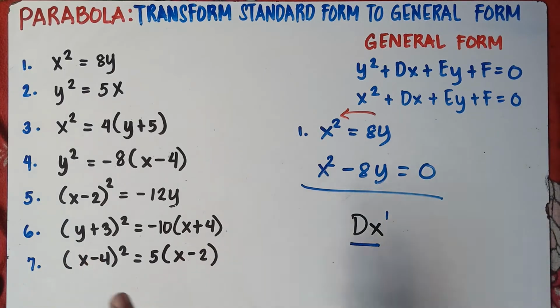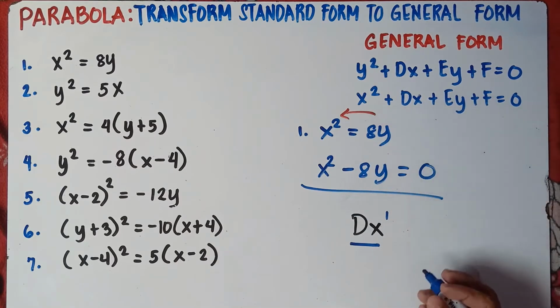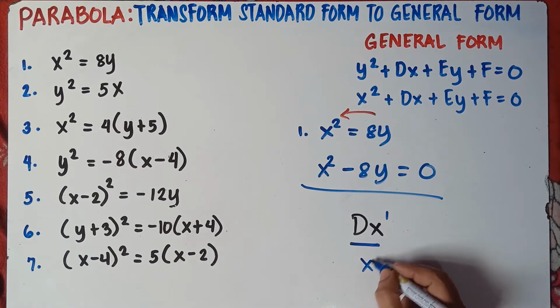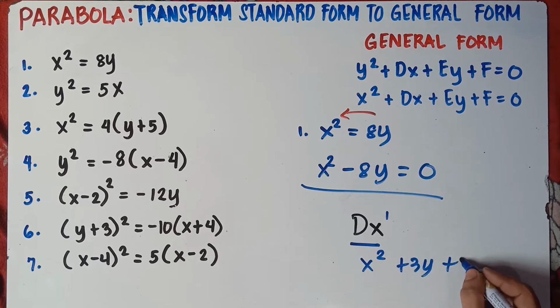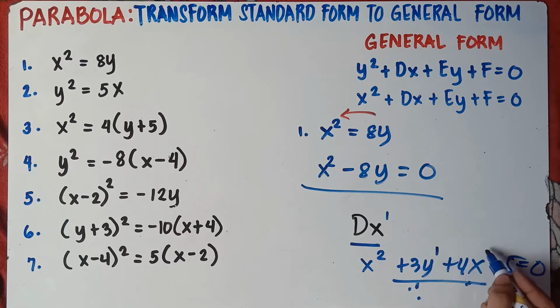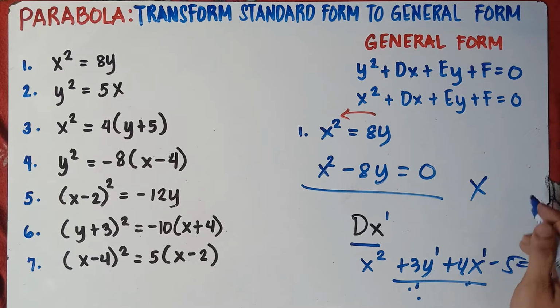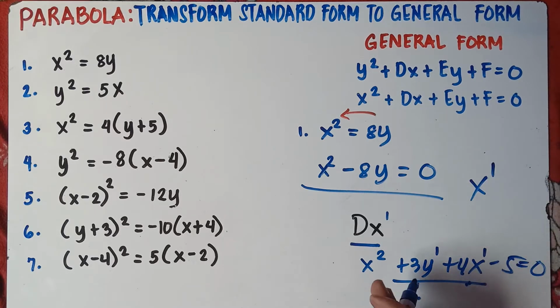Now, do not be confused, class, because there are some students who are confused about which comes first. Is it dx or ey? Some students will write, for example, x squared plus 3y plus 4x minus 5 equals 0. They write y before x, but actually class, it should be x before y. Why is that, sir? Because in algebra class, if they have the same degree, the same exponent, the exponent of y is 1, same with x. If you don't see any exponent for the variable, example x, understand that there's a 1 there.